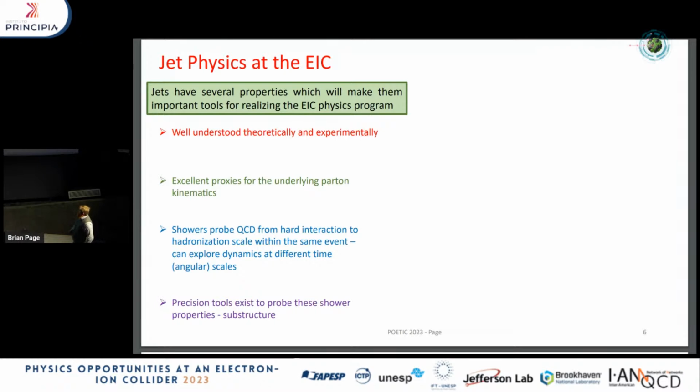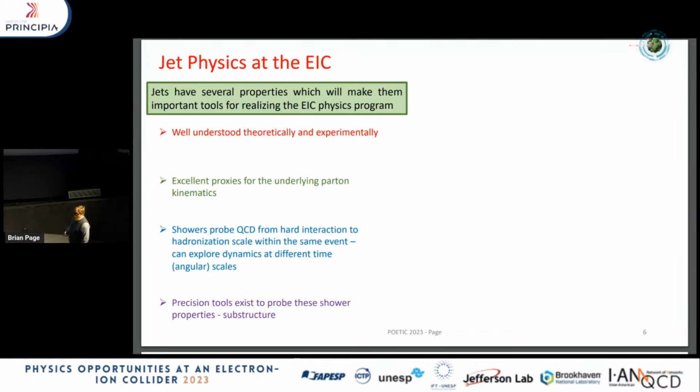So what makes jets a useful probe? Well, they have several properties which really, I think, will be an advantage at the EIC. For one, of course, kind of the zeroth order is that they're well understood, both theoretically and experimentally. They're excellent proxies for the underlying parton kinematics.